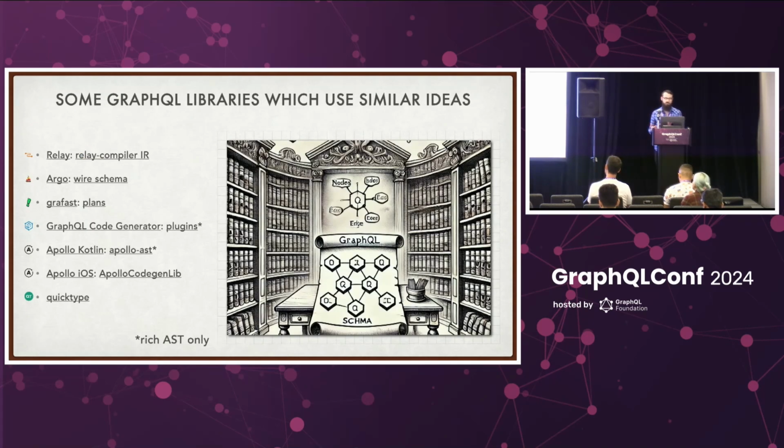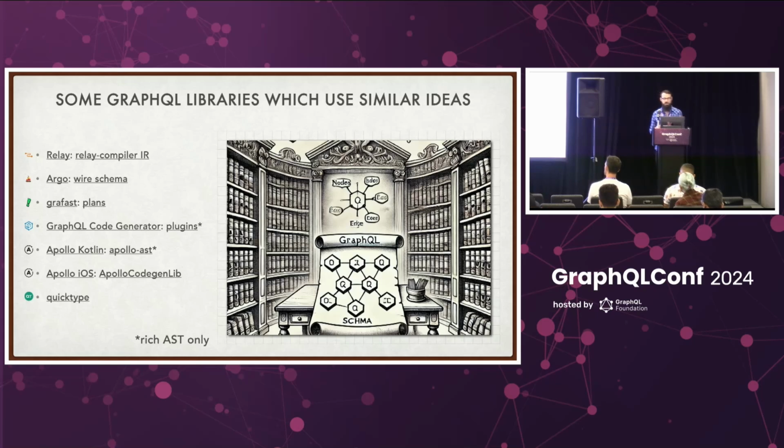Lastly, I just want to highlight some existing GraphQL libraries that either use an explicit intermediate representation or have some kind of similar idea used inside them. This is not exhaustive by any means. But Relay has the Relay compiler that has an explicit intermediate representation. Argo uses the one that we just saw. I was talking to some folks who said Hasura uses an intermediate representation in their products. And then here's a list of some others that I found.